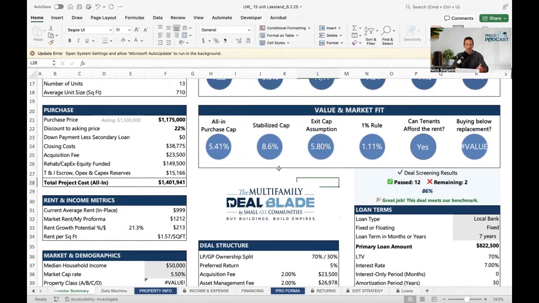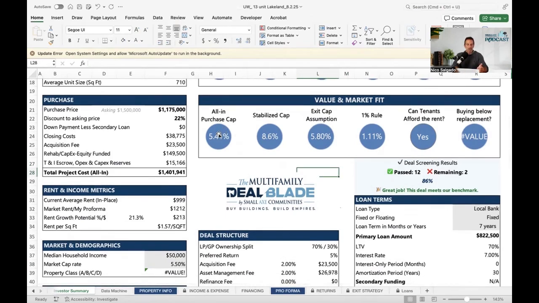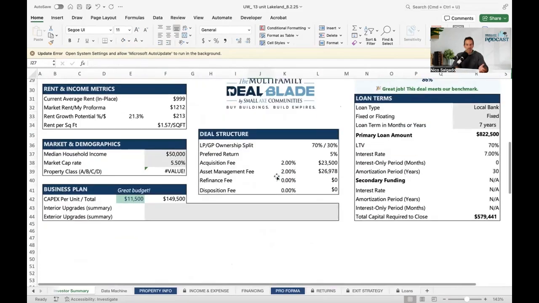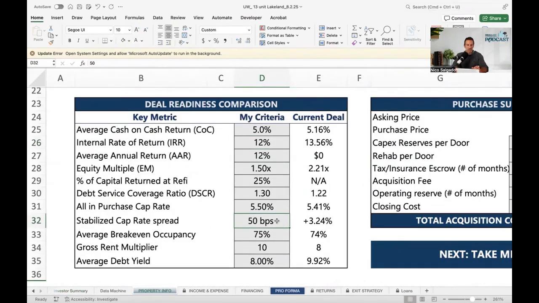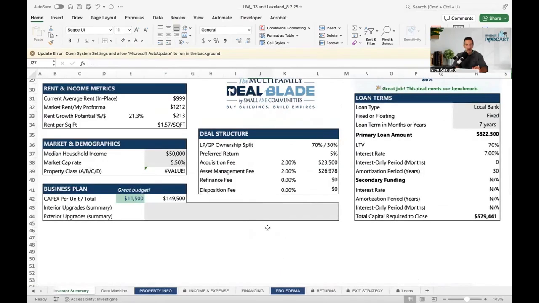All right. And then we have an all-in purchase cap rate, boom, and then the stabilized cap rate, boom. You want to see a good spread of at least 0.5 or 50 basis points, which I have here on this stabilized cap rate spread. Honestly, I look for more. Instead of 0.5, I look for 200 basis points higher, at least. But you could put in your own criteria or leave it as is.